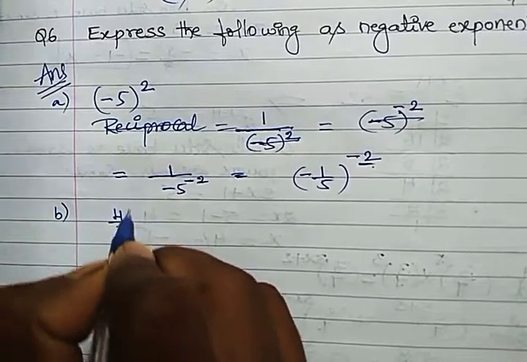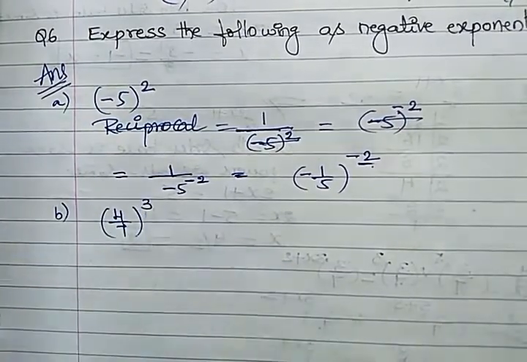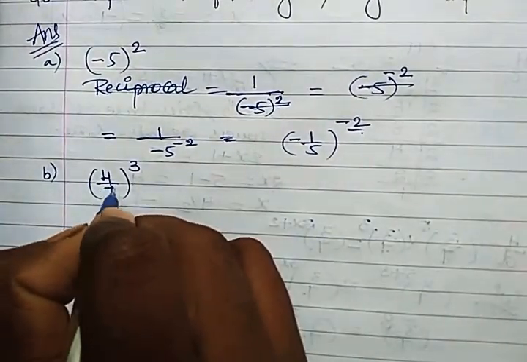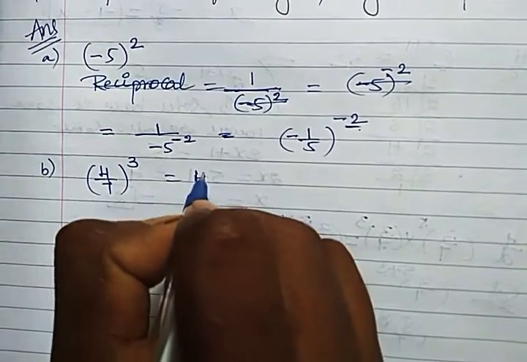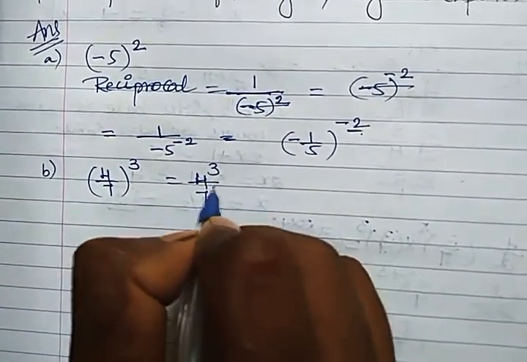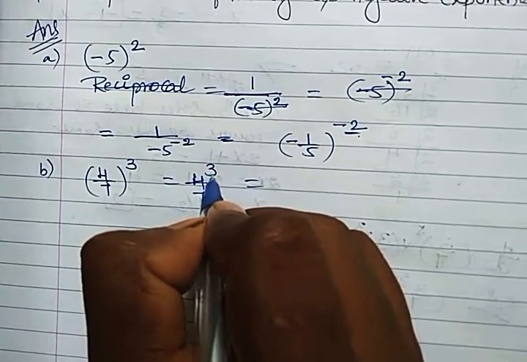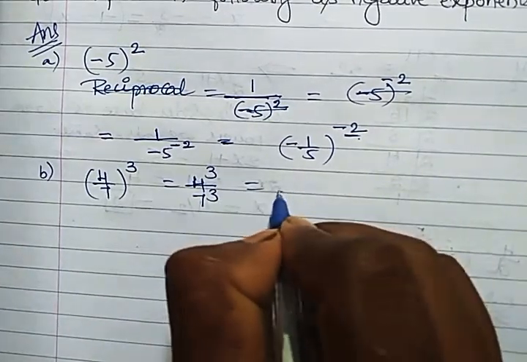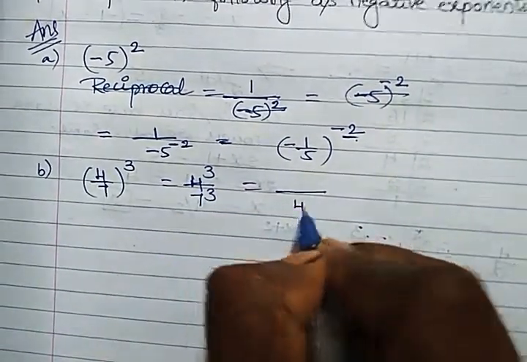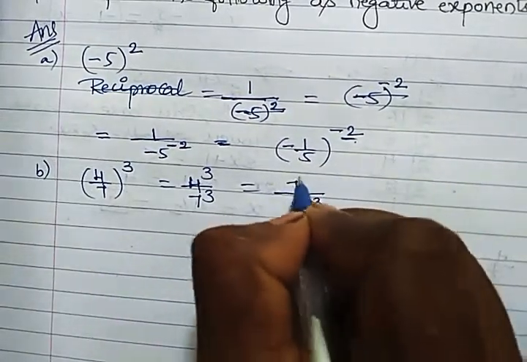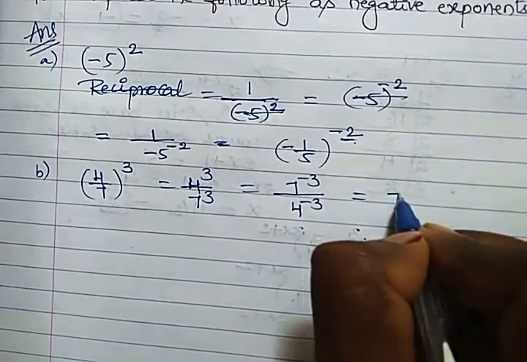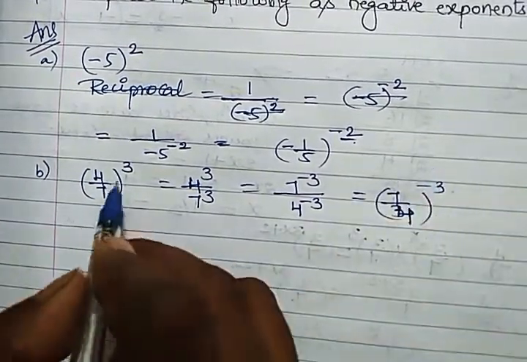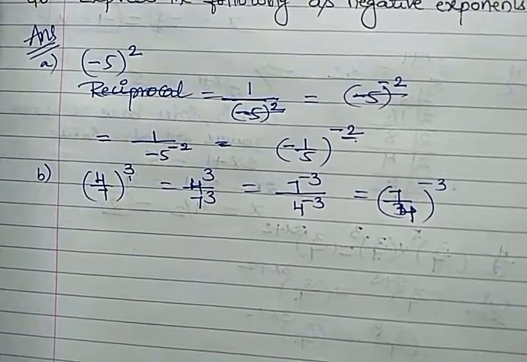4 by 7 whole power 3. This is the positive exponent. Need to convert into negative exponent. So 4 को नीचे लेके आते हैं. Now 4 power is 3 and 7 power is also 3. 4 का जो पावर है उसको नीचे लेके आते हैं और 7 पावर को ऊपर लेकर आते हैं, यानी कि डिवीजन में 4 comes down becomes minus 3, 7 goes up becomes minus 3. Both are having the same power, so 7 by 4 whole power minus 3. दो जो पॉजिटिव पावर था वो नेगेटिव में कन्वर्ट हो गया.